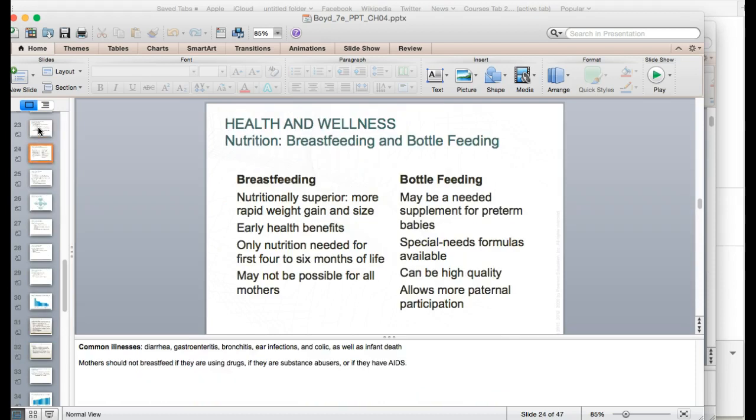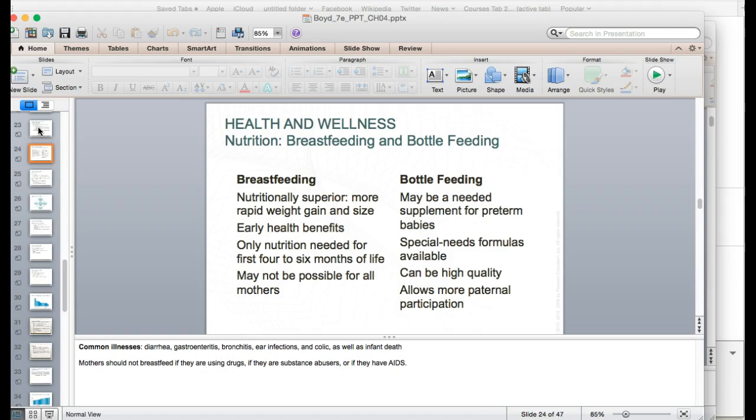Here's an interesting topic in terms of health and wellness for child development when it comes to nutrition. And this is a widely debated topic of discussion: breastfeeding versus bottle feeding. So breastfeeding is, like it says, nutritionally superior, with more rapid weight gain and size, early health benefits, and it's the only nutrition needed for the first 4 to 6 months of life, and may not be possible for all mothers.